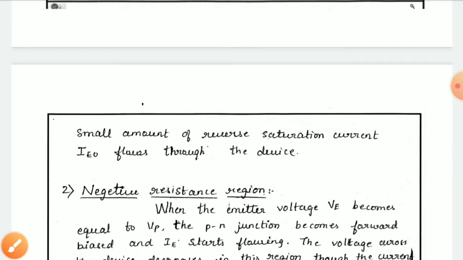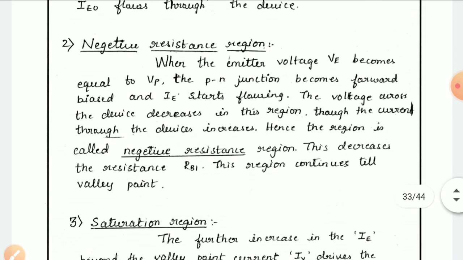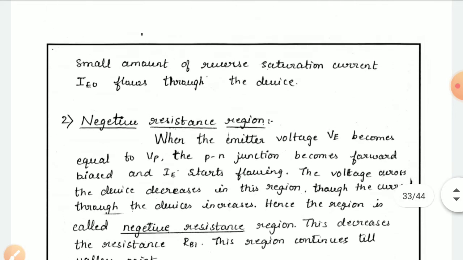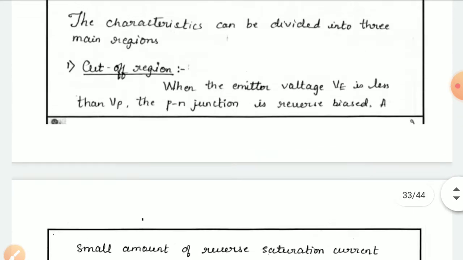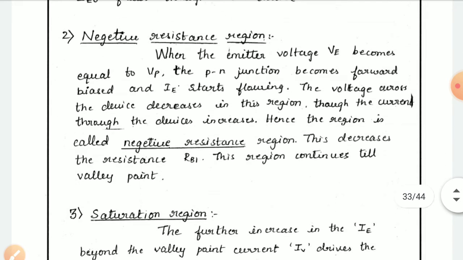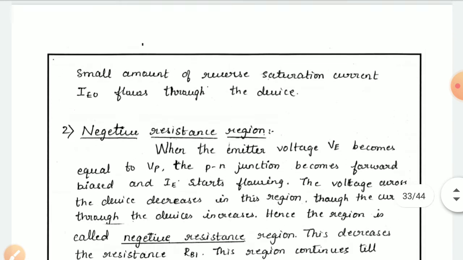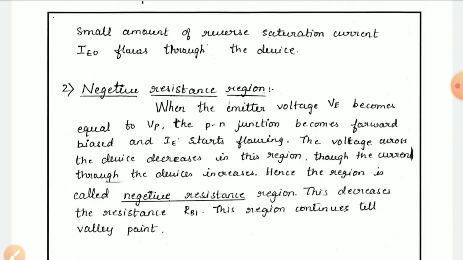Now the negative resistance region. When the emitter voltage VE becomes equal to VP, the PN junction becomes forward biased. In the cutoff region the PN junction is reverse biased, whereas in the negative resistance region the PN junction is forward biased and IE, the current through the emitter, starts flowing. The voltage across the device, which acts as a switch, decreases in this region.